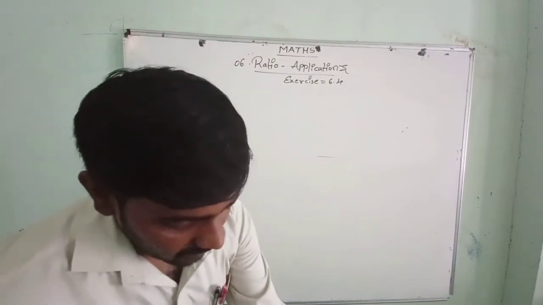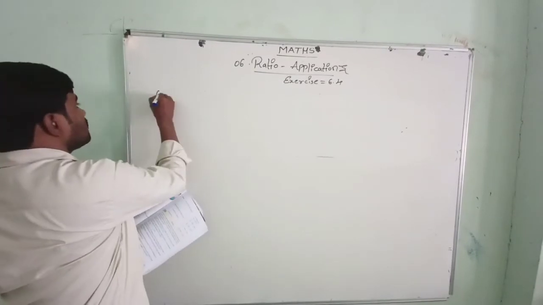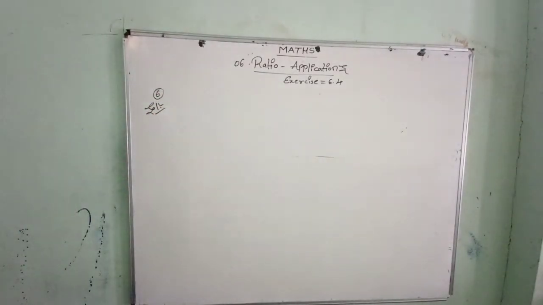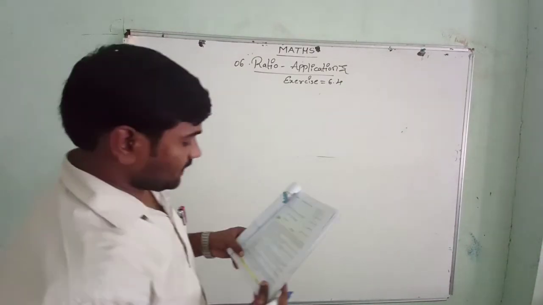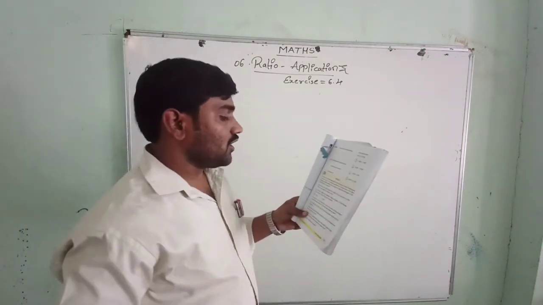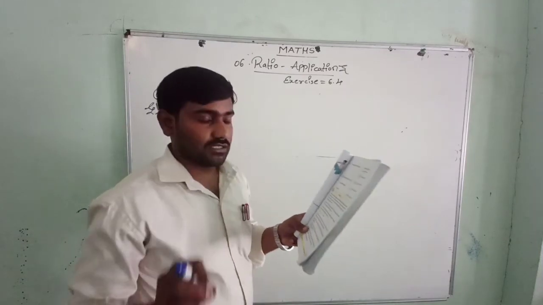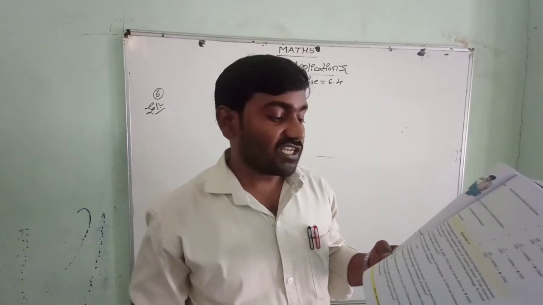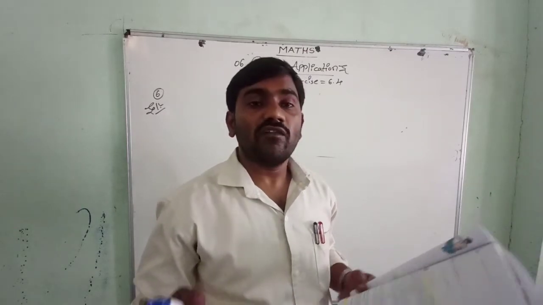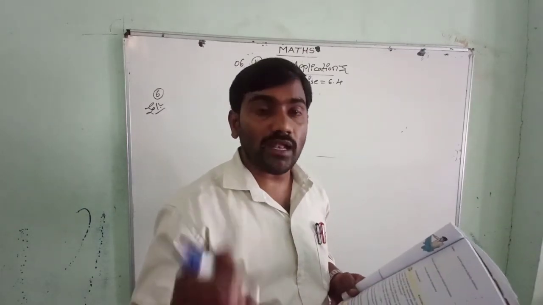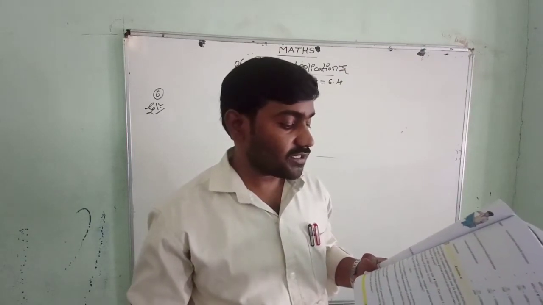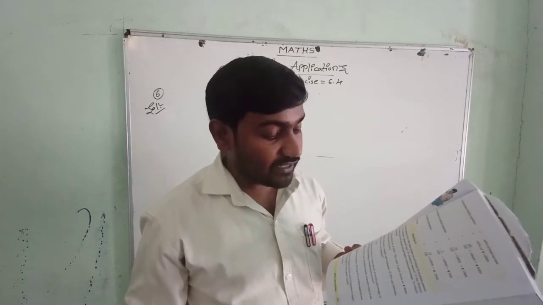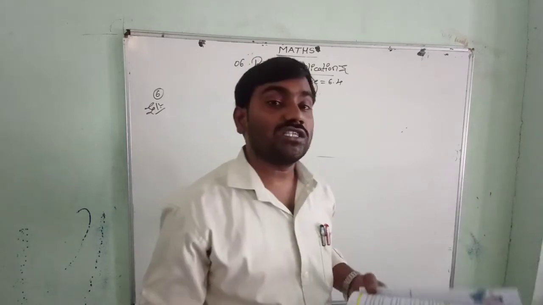Now we go for the sixth solution. Out of 1200 voters in a constituency, in the sense, for every constituency there will be one MLA. Out of 1200 voters in a constituency, 60% have voted. Find the number of people voted in the constituency.